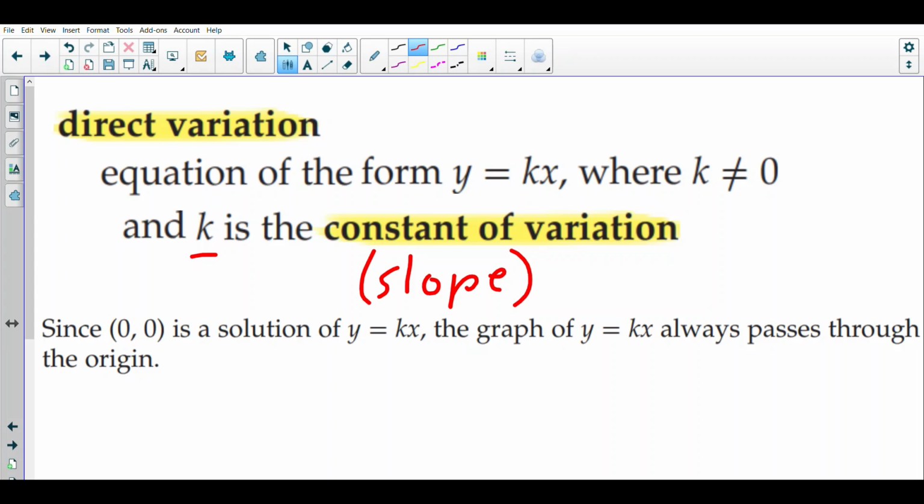And since 0, 0 is a solution of y equals kx, because k times 0 would be 0, and that would equal 0, the graph of y equals kx will always pass through the origin. So let's go through a couple examples.